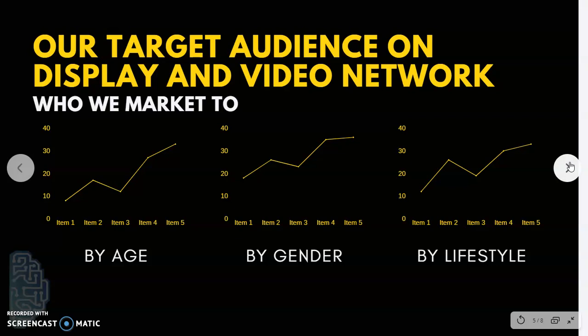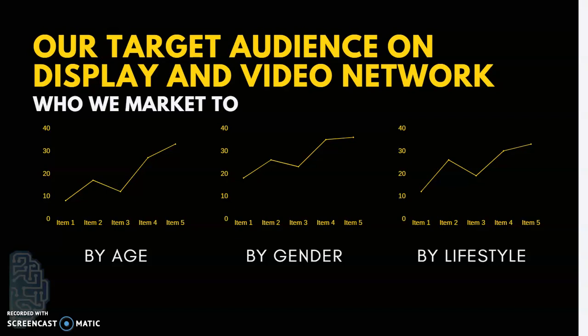But again, household income is not available for a lot of countries because as of now they don't have that kind of database. Hence, in the case of demographics, you can target on the basis of age group, gender, and also on the basis of parental status. Apart from this, guys, there are other options also, like for example interest.